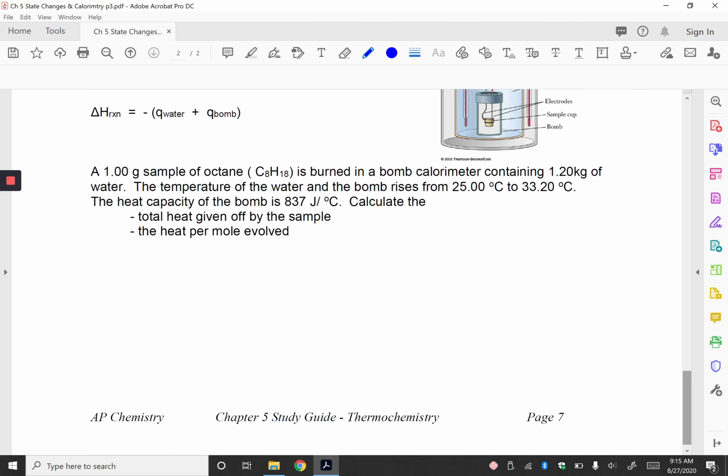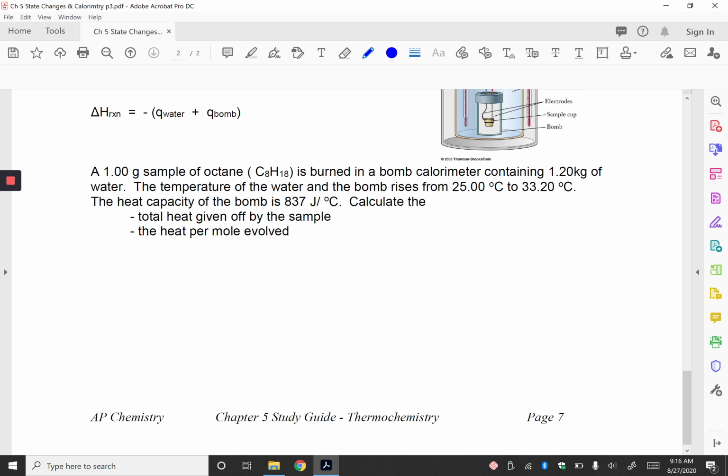So we have a 1 gram sample of octane, which is C8H18. It's burned in a bomb calorimeter, and they give us the mass of the water. They tell us the temperature of the water and the bomb, of both of them, rise, and they give us the initial and the final temperature. They give us the heat capacity of the bomb, and they want us to calculate the total heat given off by the sample, and then the heat per mole evolved.